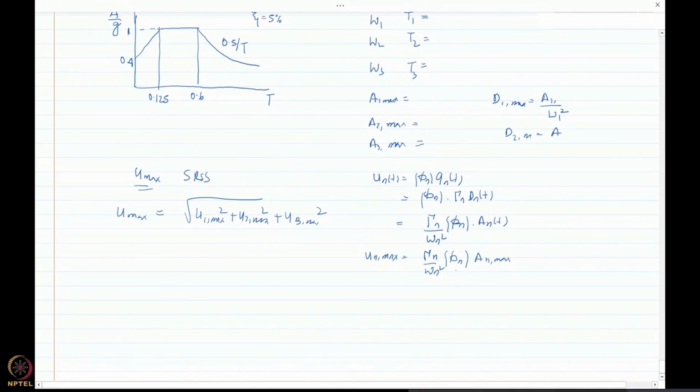Here I'm telling you that all three modes have the same damping at 5%. Okay. If it is told otherwise, then you can do something else. But here I'm telling you that all modes have the same damping value of 5%. Okay.